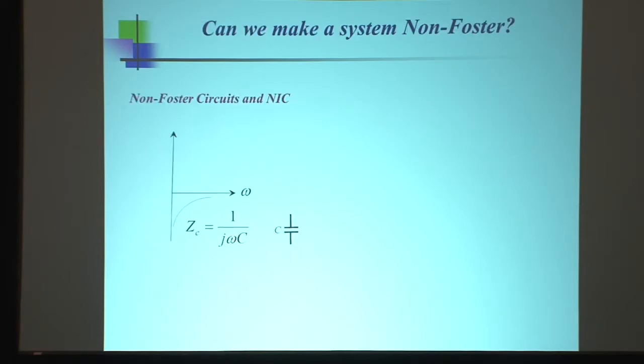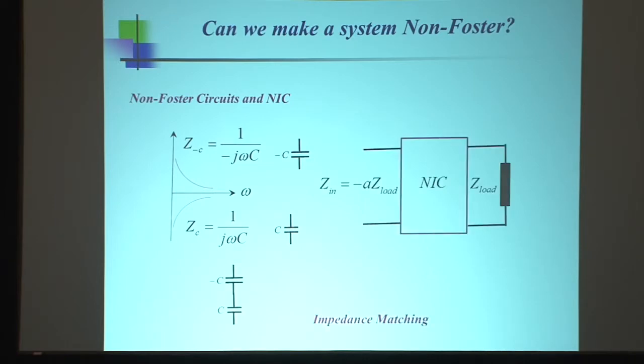The idea in circuit theory is that if you have a regular capacitor that has an impedance like this, can I have a capacitor that is negative C and stays at negative C for all frequencies? If that's the case, then you notice the impedance has a negative slope. And can this be built? Yes, they have built it, with something known as a negative impedance converter.